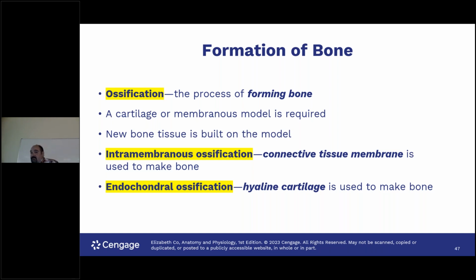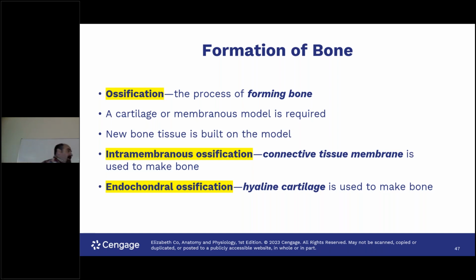So ossification. Listen to this statement: cartilage ossifies to become bone. That's true, correct? That makes sense, because we start with a cartilage model, right? So in endochondral ossification, we start off with hyaline cartilage, and then we synthesize bone. Intramembranous, right? So think membrane. We start with a connective tissue membrane to produce the synthesized bone.